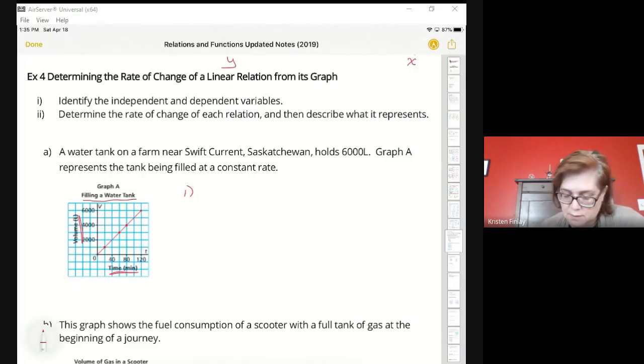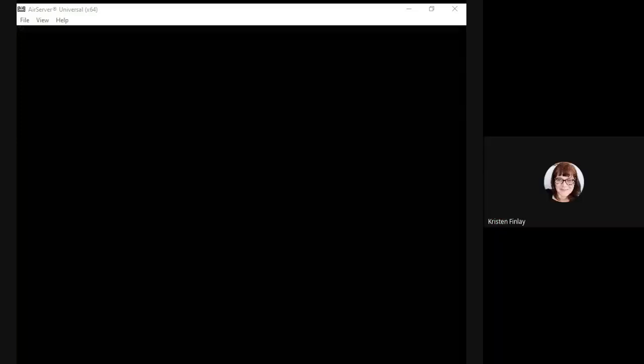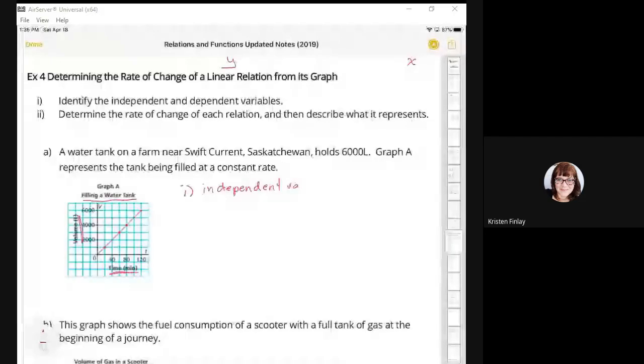So looking at this, our independent variable, because that's the first thing it wants us to tell it, would be the time in minutes. And our dependent variable would be the volume in liters, okay? And then it wants us to determine the rate of change and describe what it represents.